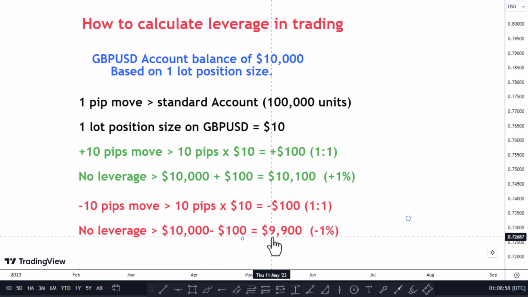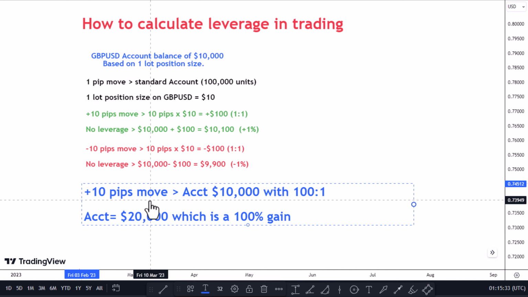This account will turn $9,900, which is a 1% loss. It will take 10 pips appreciation to make $10,000 on the trading account of $10,000 with leverage 100-to-1 if you leverage trade on GBP/USD. This account will turn $20,000, which is a 100% gain.